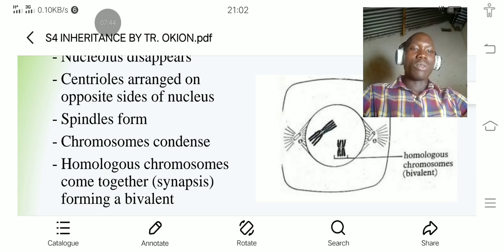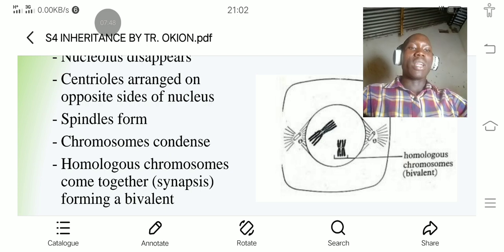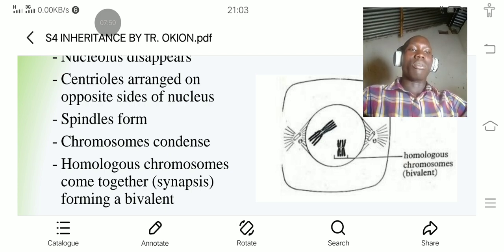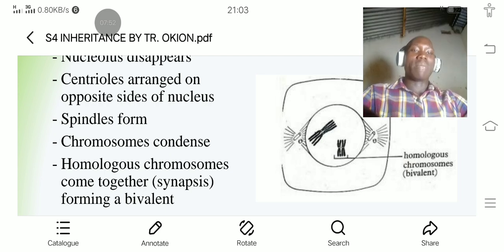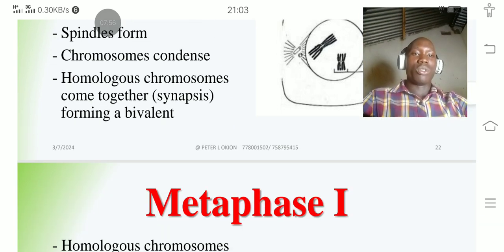Yes, that is at the prophase. As we are seeing in the diagram, homologous chromosomes form the bivalent. The bivalents are these two pairs of homologous chromosomes. After synapsis has occurred, they form the bivalents. So this is prophase 1 of meiosis.